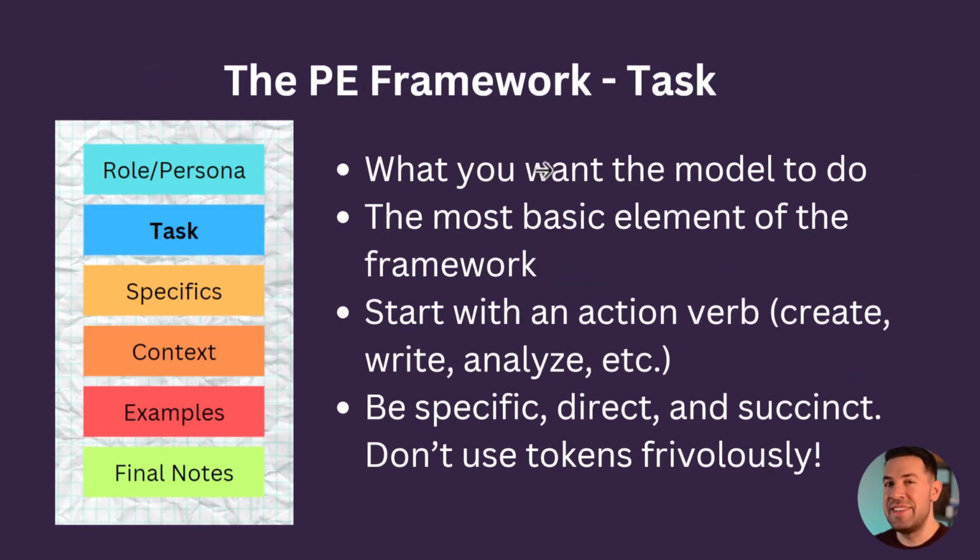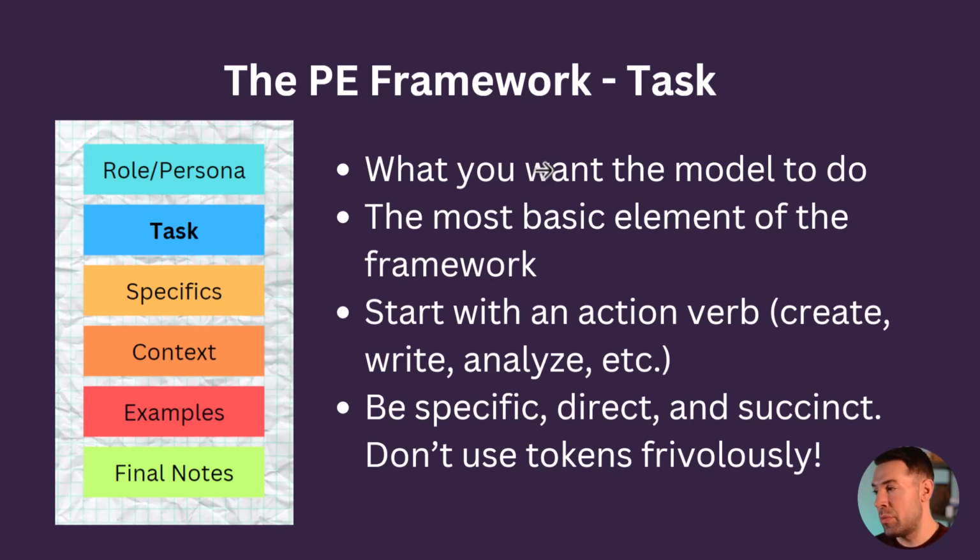The next component is the task, and this is basically just what you want the model to do. This is the most basic element of any framework. You pretty much need it in order for your prompt for the model to do anything or create any sort of output. The task is the one where you'll need to have it pretty much no matter what, and everything is sort of built around that. It's best to start with an action verb in these: create, generate, analyze, write, things like that. It tells the model specifically what you want done.